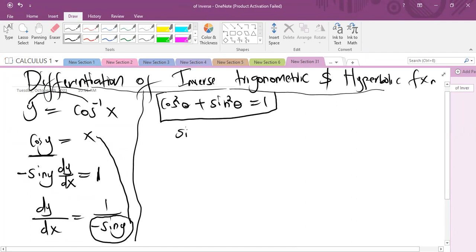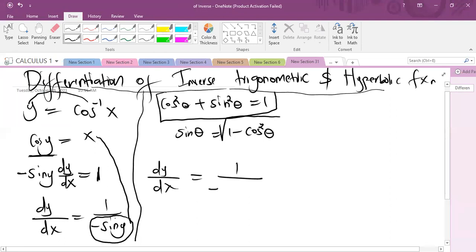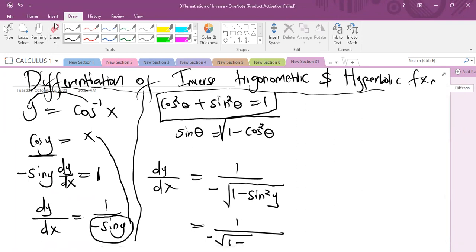So what is sine theta from this? If you make sine theta the subject of the formula, it is the same as the square root of 1 minus cos squared theta, such that now our dy dx will be equal to 1 over minus, instead of sine y, we will have the square root of 1 minus sine squared y. And this gives 1 over the square root of 1 minus, sorry, not sine squared y, cos squared y.